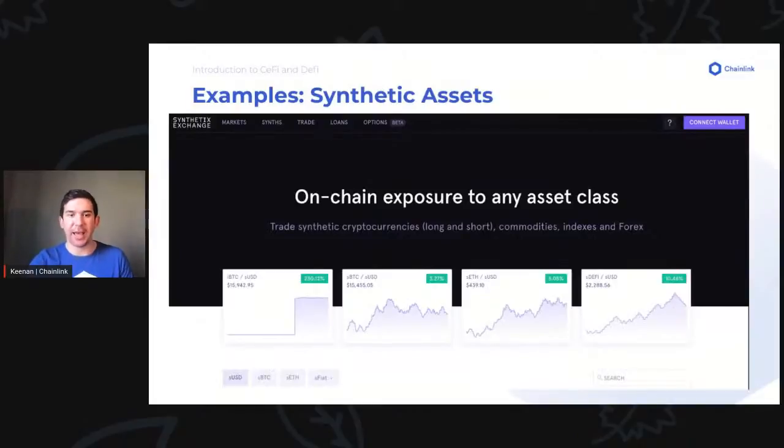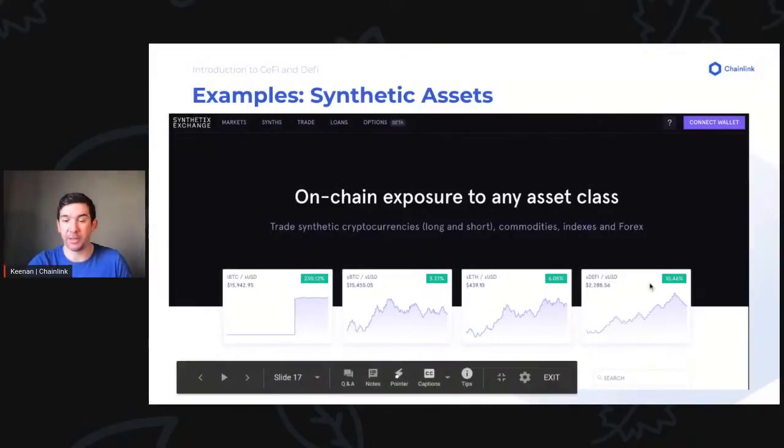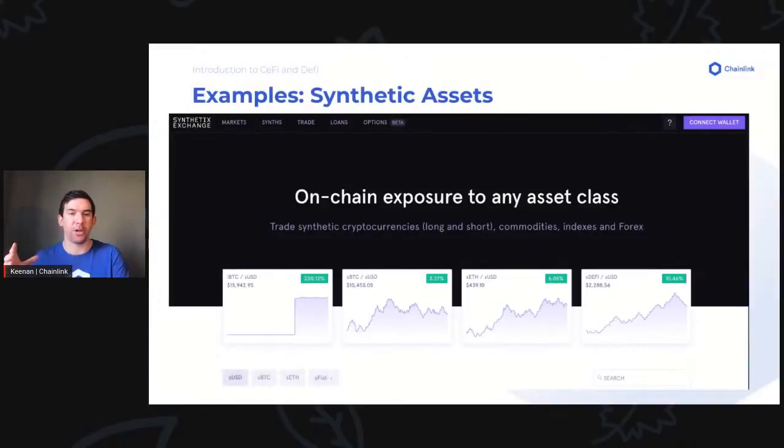Another example is synthetic assets. This is a synthetic exchange. You can see here they have a synthetic of Bitcoin, a synthetic of the US dollar, a synthetic of Ethereum, and they even have different pools of DeFi, so a conglomerate of different DeFi assets. They also have things like gold, silver, and many more different commodities, indexes, and forex assets that you can create. And the way that they're able to do this is through Chainlink. So if you're looking for these assets, we can definitely help provide those for you to create something similar to synthetics on the Agoric chain.